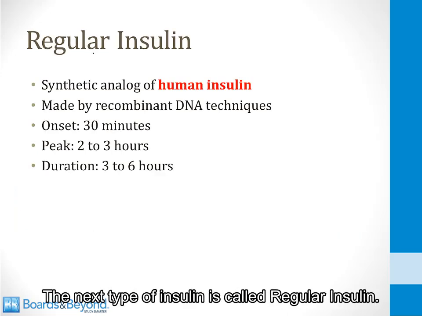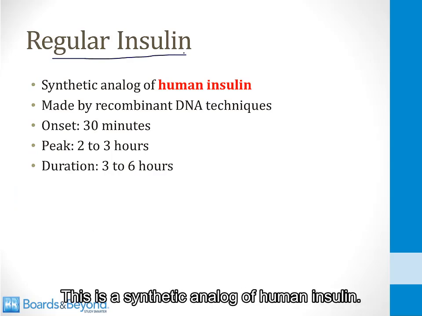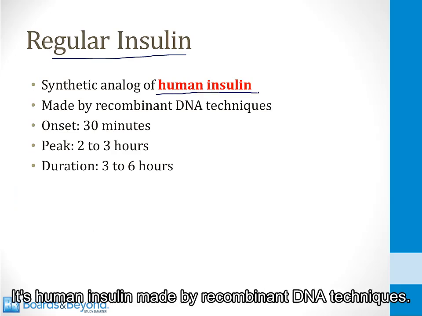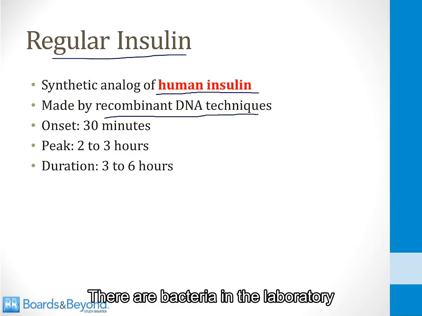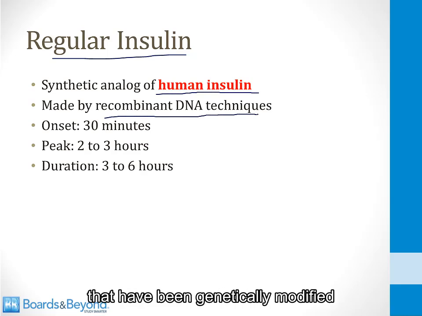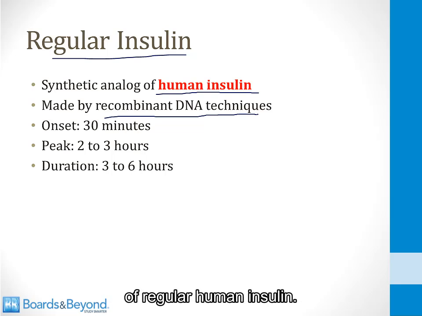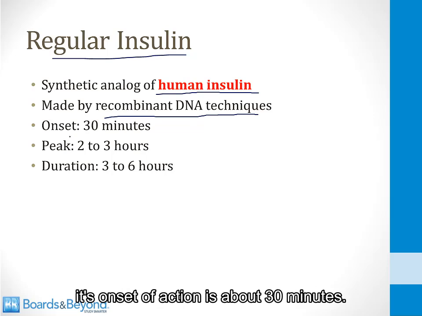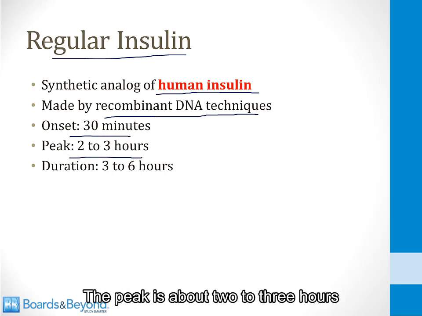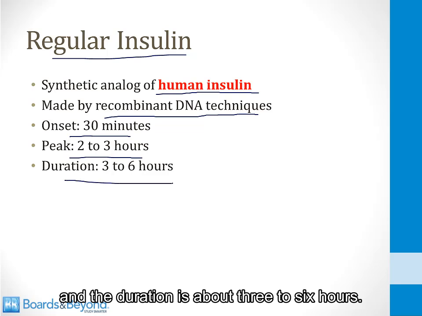The next type of insulin is called regular insulin. This is a synthetic analog of human insulin. It's human insulin made by recombinant DNA techniques. There are bacteria in the laboratory that have been genetically modified so that they produce large quantities of regular human insulin. When it's injected subcutaneously, its onset of action is about 30 minutes, the peak is about 2 to 3 hours, and the duration is about 3 to 6 hours.